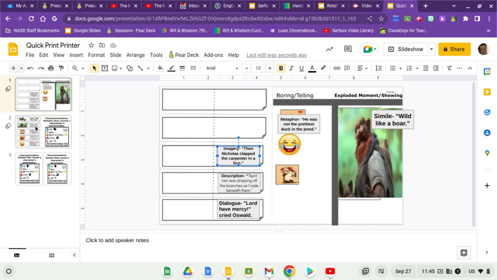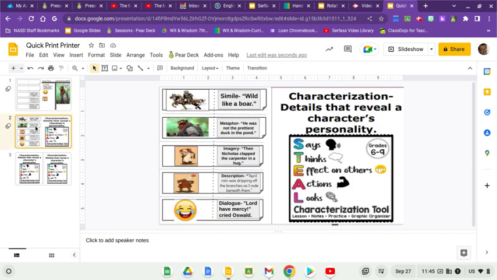Let's take a moment and flip over that T chart for me and take a look at this definition of characterization: details that reveal a character's personality. Do you see anything that lines up with this acronym STEAL? Take a moment. STEAL says, do you see any dialogue? Thinks. Do you see anybody thinking? Effect on others? Do you see any reactions from people? Do you see any actions that people take that tell you about their character, or the way they look? Take a moment and match up some of the pictures and some of the text with STEAL.